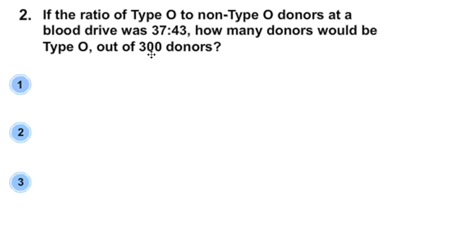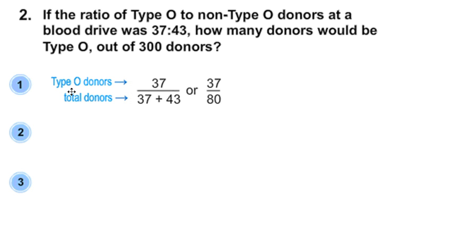Okay, this one's a little tricky because they gave you two numbers, which was type O and non-type O, but then they want the total amount of people out of 300 donors. So what we're actually comparing is not type O to non-type O. We're comparing type O to the total amount of donors. So this is how we set this up. Type O was 37. Total donors is actually the total amount here, which is 37 plus 43. So the actual fraction or ratio of type O to total was 37 out of 80. We're going to use this in our proportion.